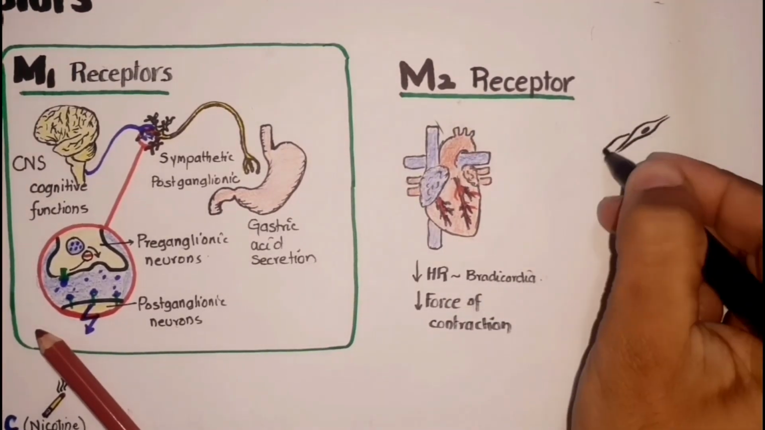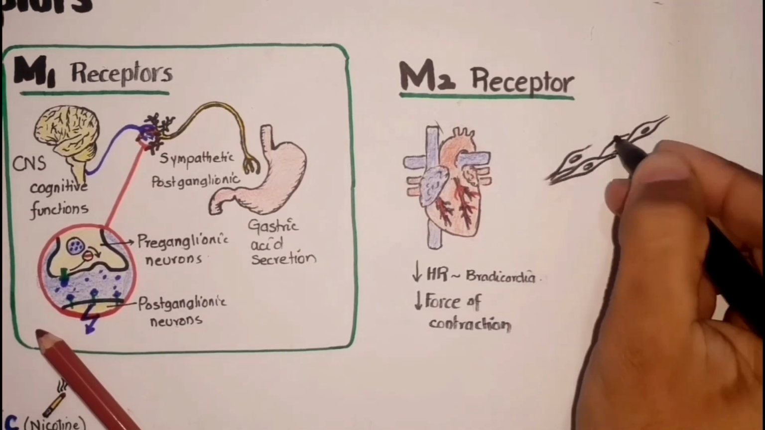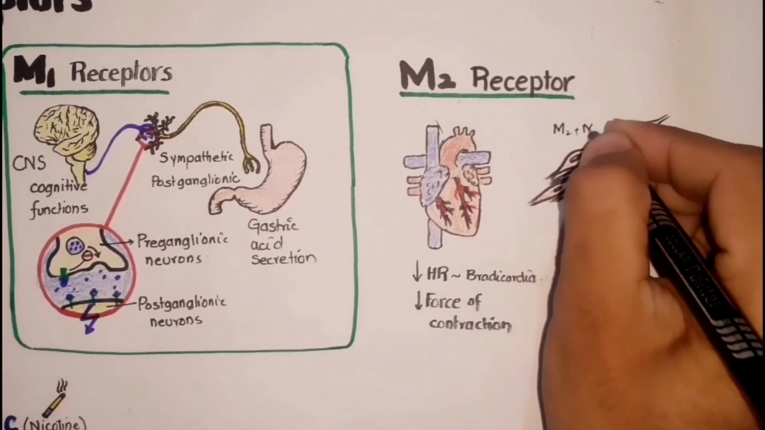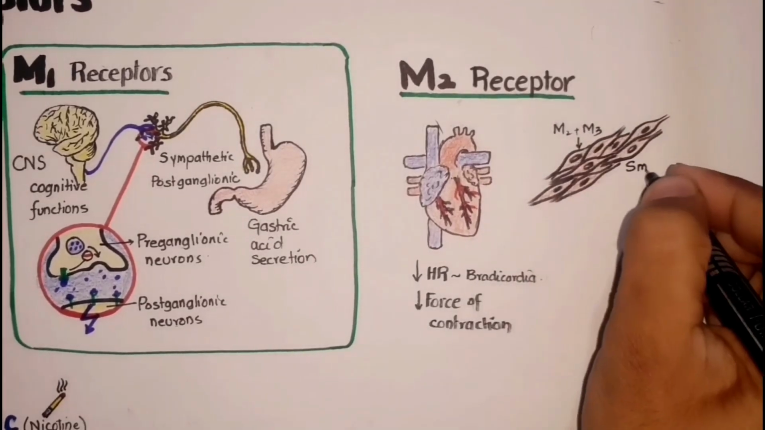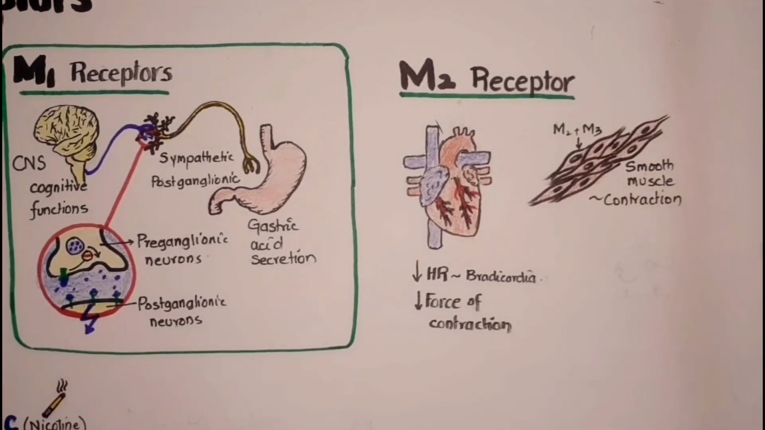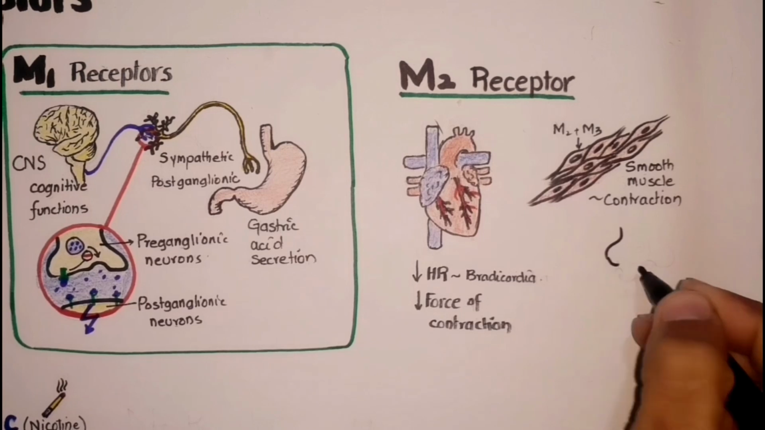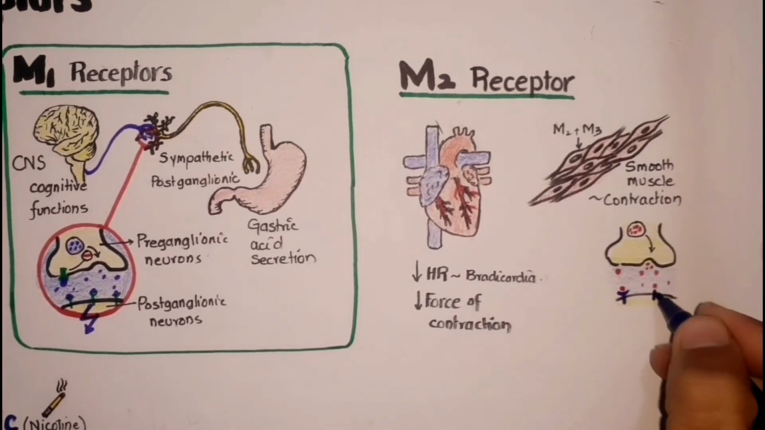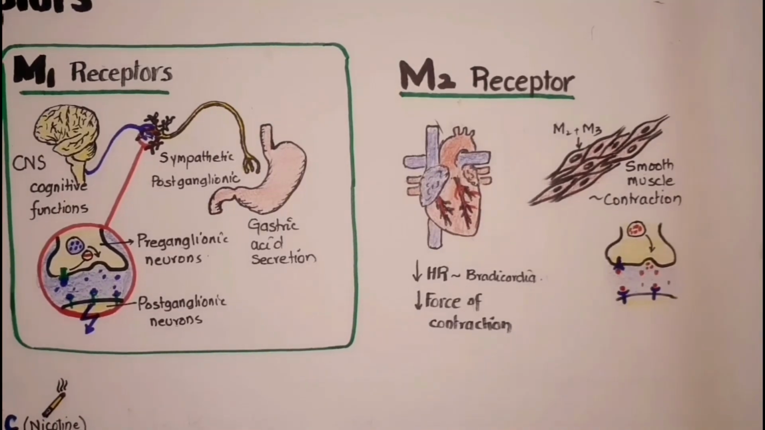In addition, some M2 receptors are also present on smooth muscles in combination with M3 receptors, where they cause contraction of the target smooth muscles. Furthermore, M2 receptors at some presynaptic sites lead to the inhibition of neurotransmitter release.